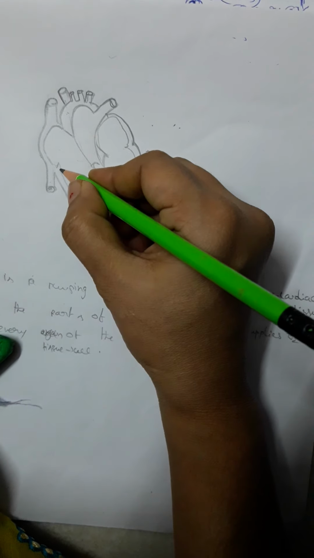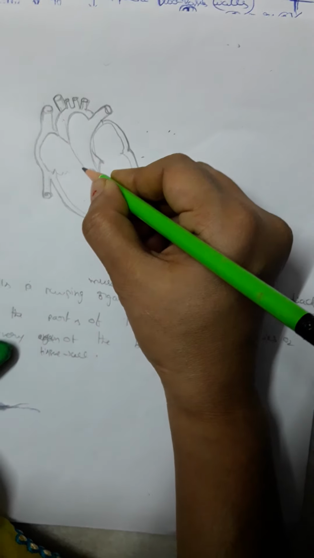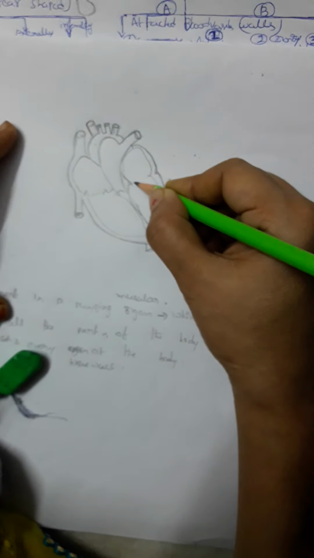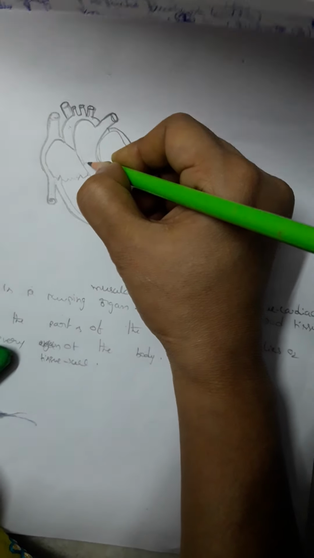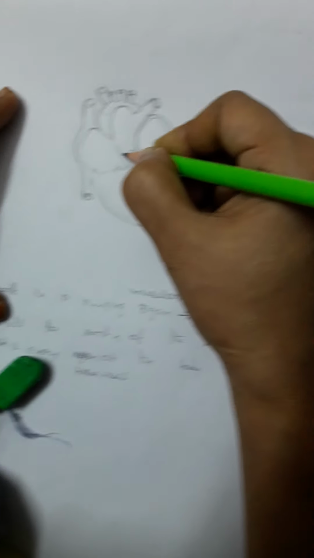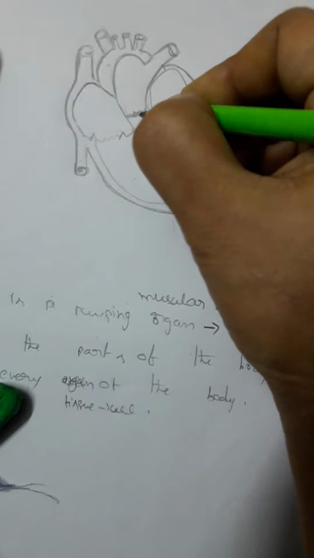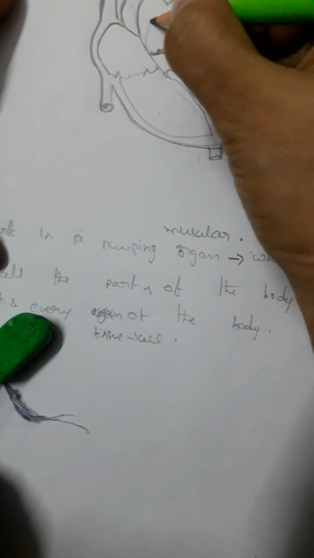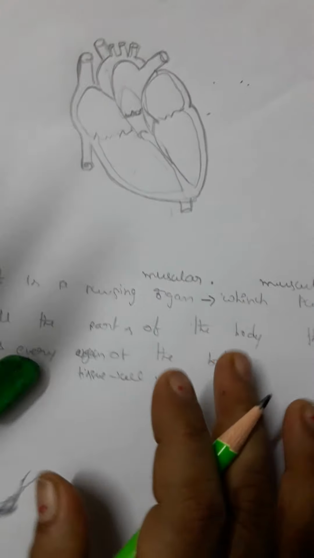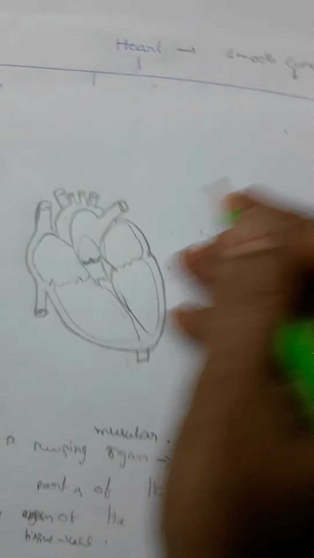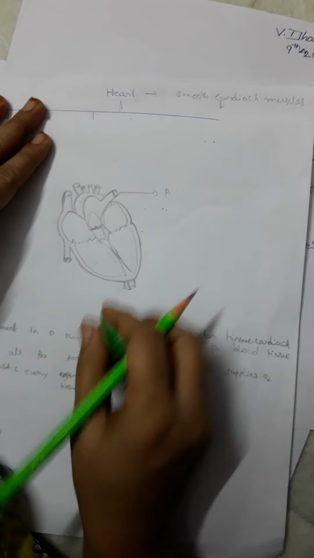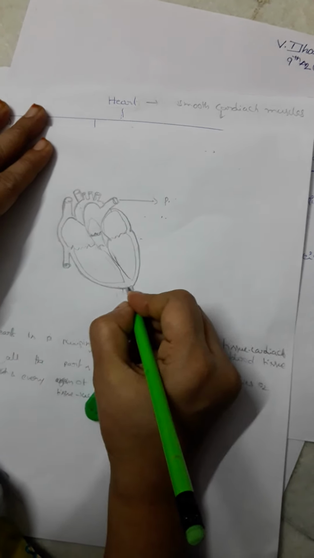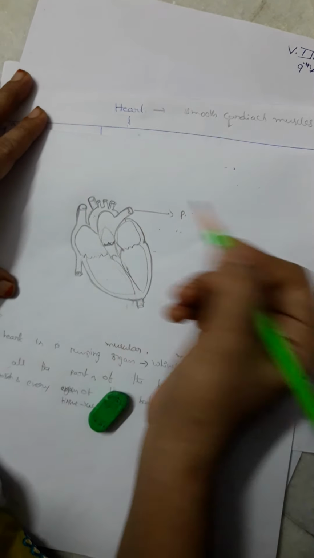right chamber, and here we will draw the valves. A bicuspid valve and semilunar valves. Now we will label the diagram. You know already pulmonary. Now I will label the diagram.